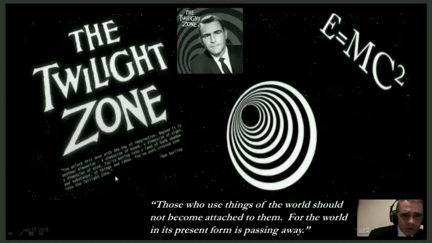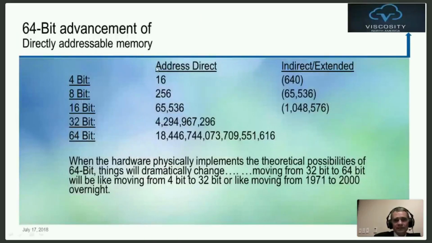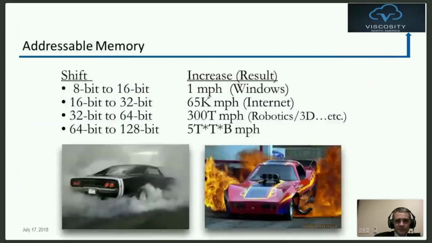It's this futuristic place. Well, guess what? It's here. Why is it here? Because we went from 4-bit to 64-bit. And notice the addressable memory as we made that move. Look at it, just growing so fast. I put it in miles per hour. If Windows was 1 mile an hour when I went to 16-bit, I got Windows. But when I went to 32-bit, I got the internet. And I'm going 65,000 miles an hour faster than Windows.